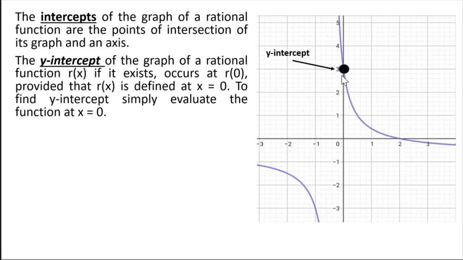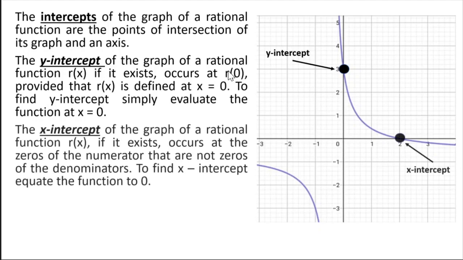So in our figure, we have the point (0, 3). So the value of your y there is 3. So the y-intercept is 3.